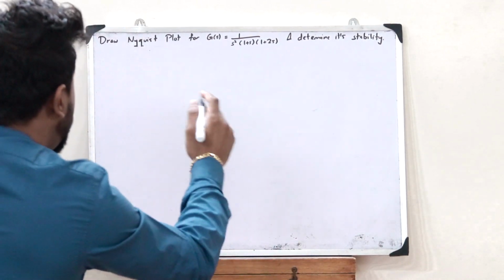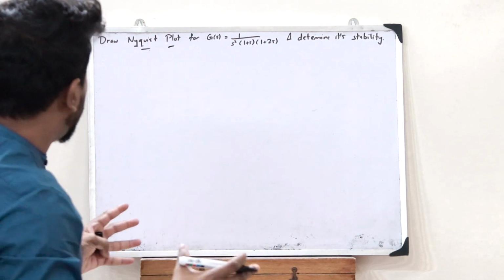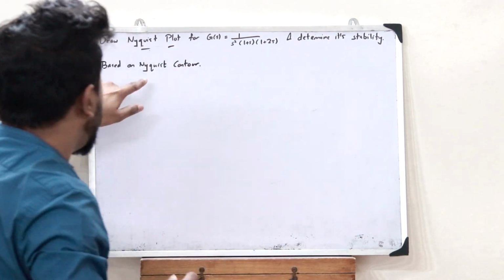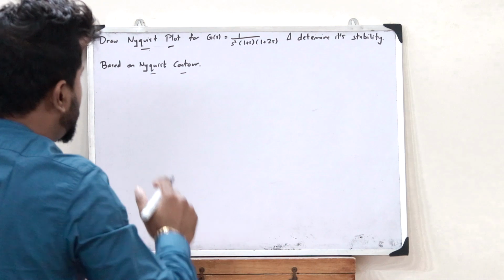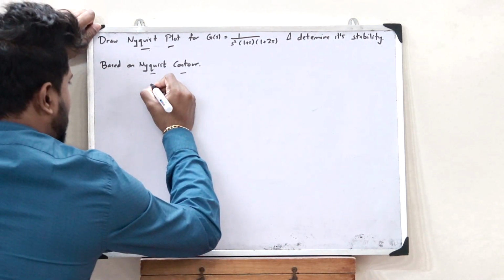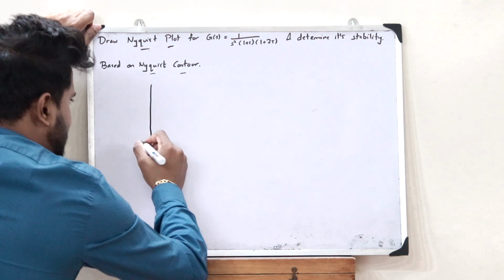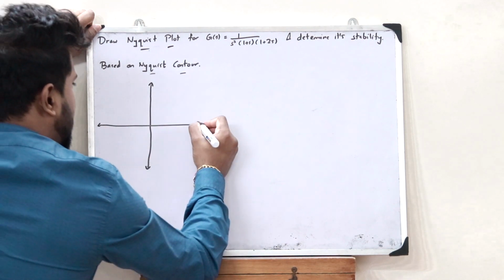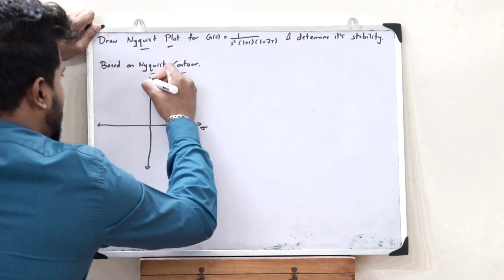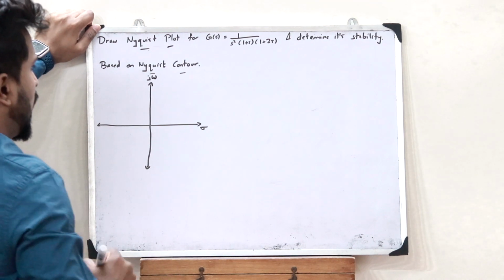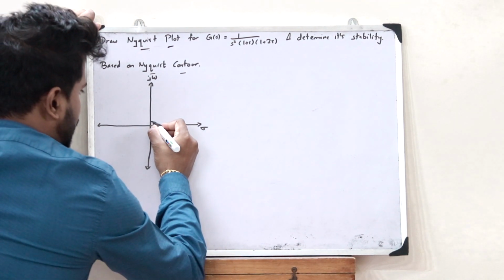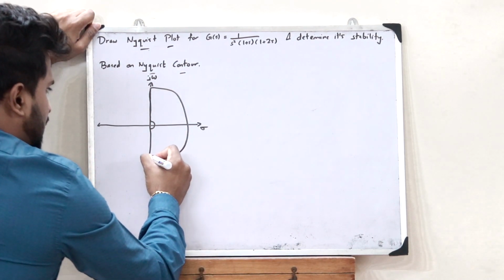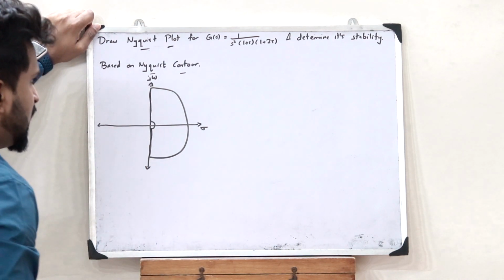So here, the Nyquist plot is mainly based on something referred to as the Nyquist contour. So what is a Nyquist contour? For that, let us first consider the basic S-plane that we have seen. In the S-plane, here we have sigma and here we have j omega. A Nyquist contour would look somewhat like this. This is what you refer to as a Nyquist contour.